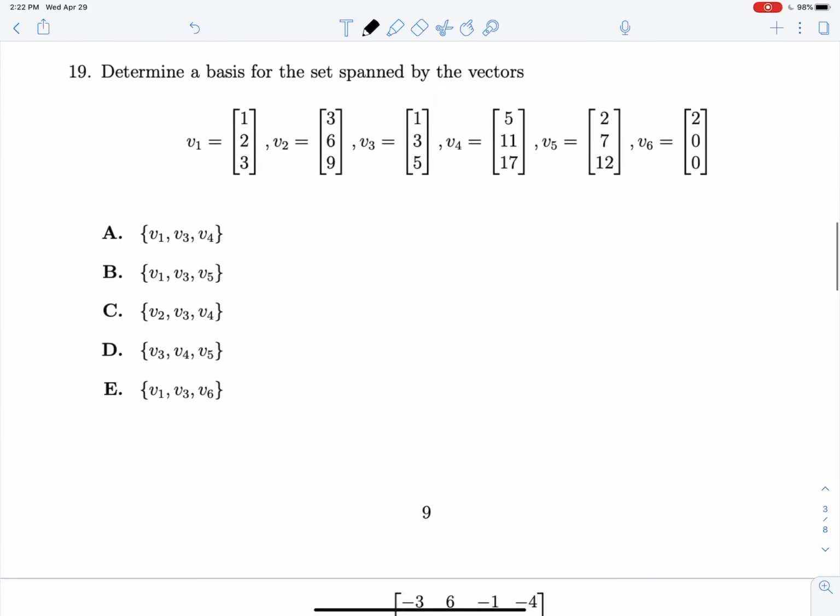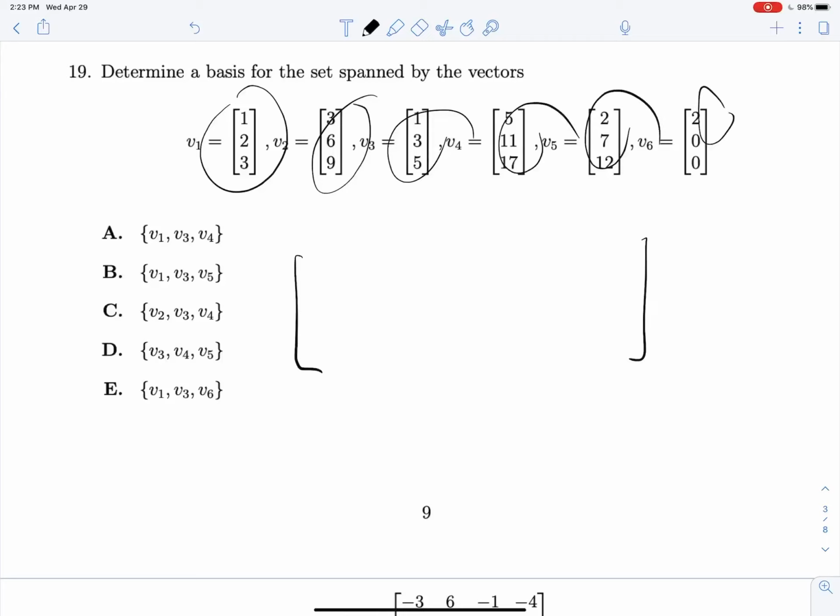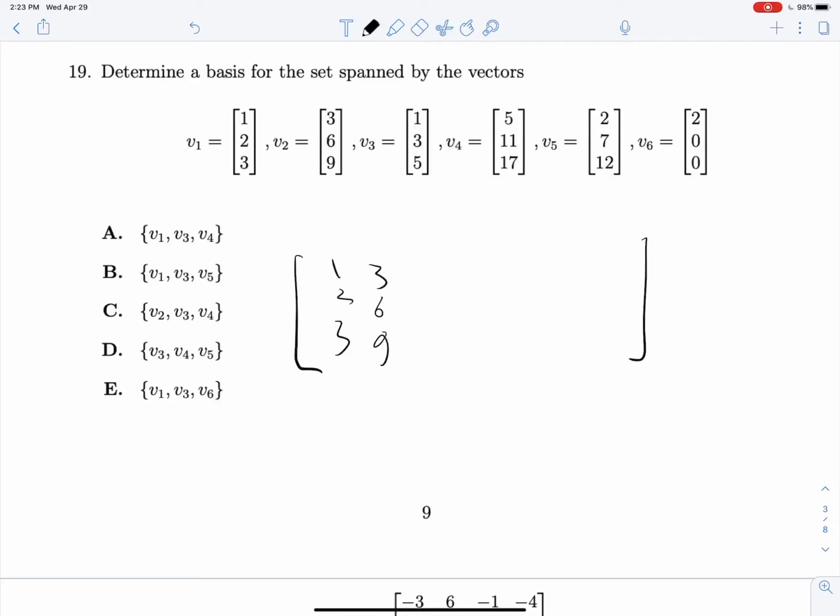Sorry about that. 19. Determine a basis for the set spanned by these three vectors. So if we smash them all into a matrix and row reduce them, whichever columns have pivots in them, we'll then go choose that numbered column up here, make a set out of all those, and we'll have our basis for the set. 1, 2, 3, 3, 6, 9, 1, 3, 5, 5, 11, 17, 2, 7, 12, 2, 0, 0. Okay, I've written this so sloppily, I'm probably going to get it wrong as a result.